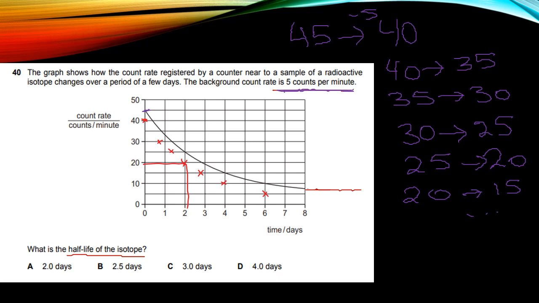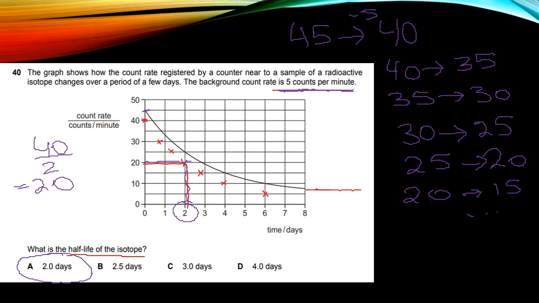So you can see that we've got this new graph as we keep reducing it, and basically the initial count rate is now 40. So to find the half-life, we have to divide the initial count rate by 2 and we get 20. Then we go on to our new graph and we look at where the half-life is on the new graph, at 20 counts per minute. We find that it is at 2 days. So the answer is 2 days.